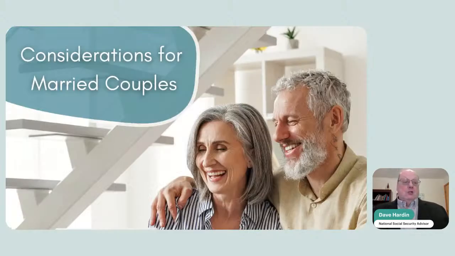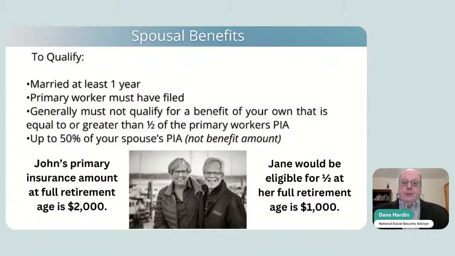All right, for spousal benefits, you have to be married at least 1 year to collect. The primary worker must have filed. So again, I'm not quite 70. When I turn 70, I'll file. My wife can't collect the spousal benefit until I do that. She can collect her own, but she cannot collect the spousal benefit from me until I am collecting.